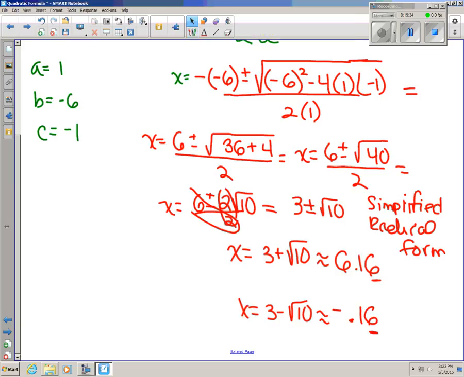If Regents asks you to do that, put it to the hundredths place, and you get just 3 plus or minus radical 10, they will not give you a point for that. So just make sure that you're able to give the answers in both ways.